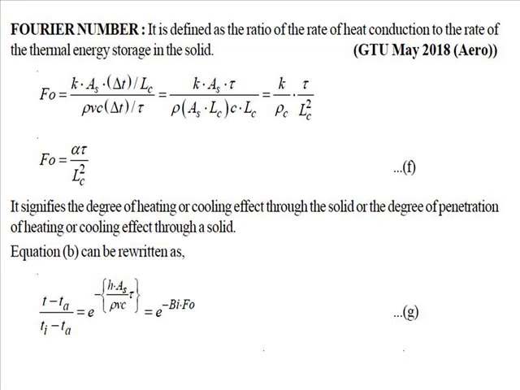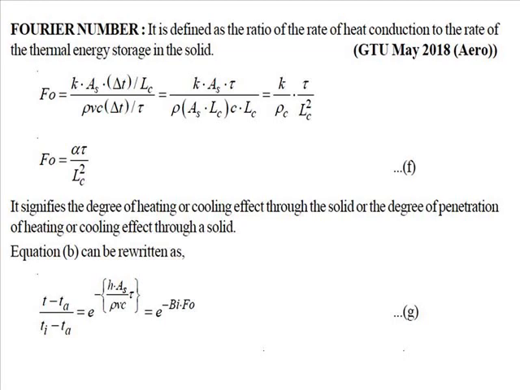So the significance of Biot number is known to us. When the value of Biot number is less than 0.1, we have to go for unsteady state heat transfer and solve the problem. In the same way, the Fourier number signifies the degree of heating or cooling effect, or you can say the degree of penetration of the heating or cooling effect through the solid.